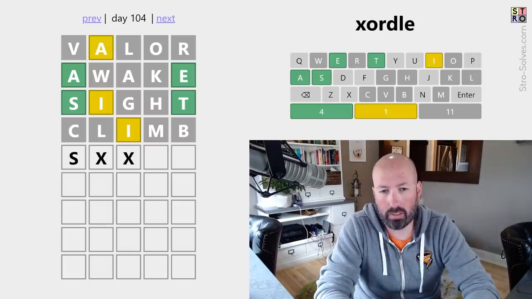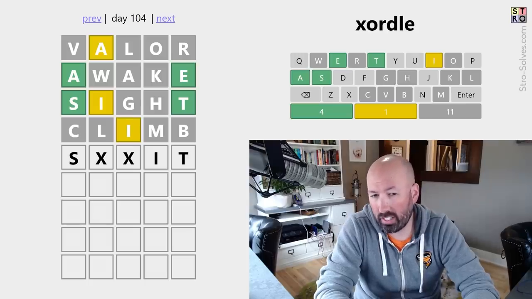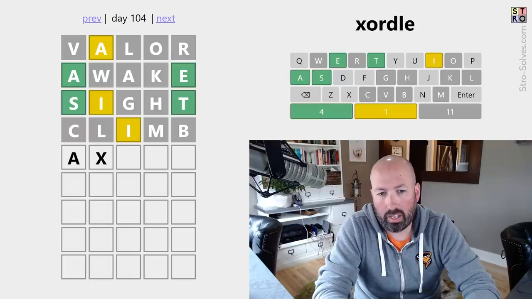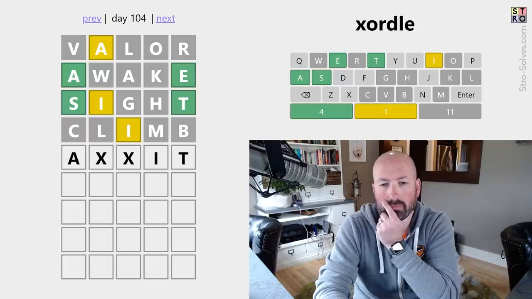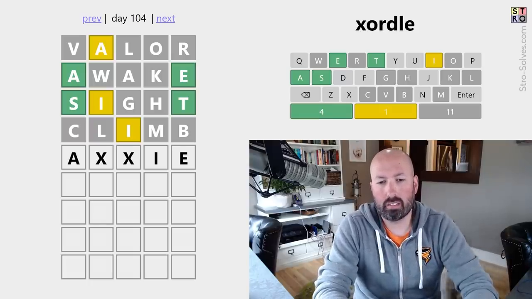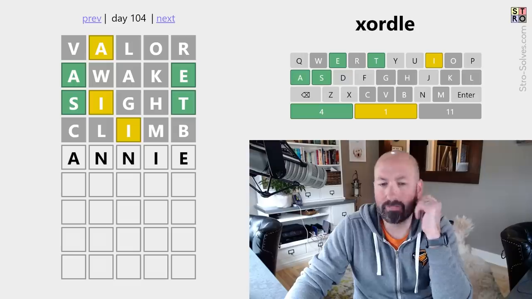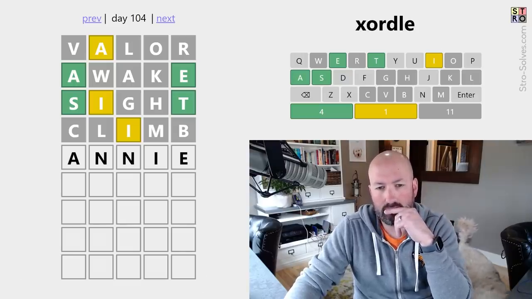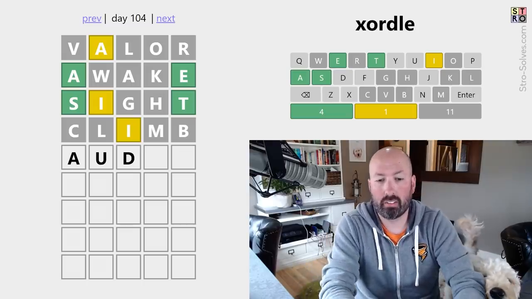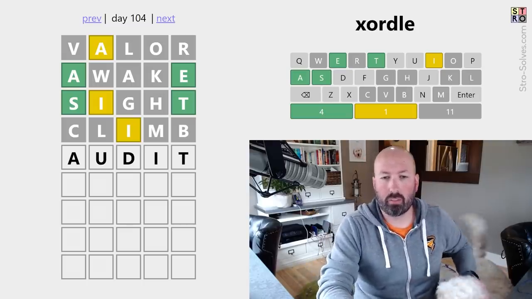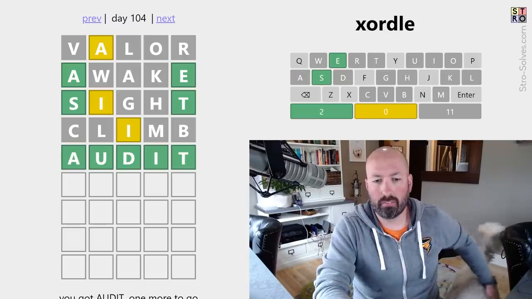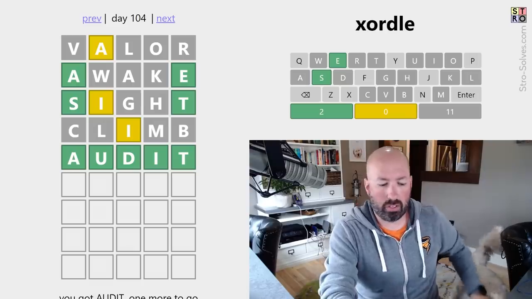So either S something something I T, or I E, or A, or I E. Annie, but that's a name. I'm assuming names aren't allowed. Audit. Audit would be good. We know there's an I in the fourth position. We haven't done U or D yet. Audit, okay, cool.